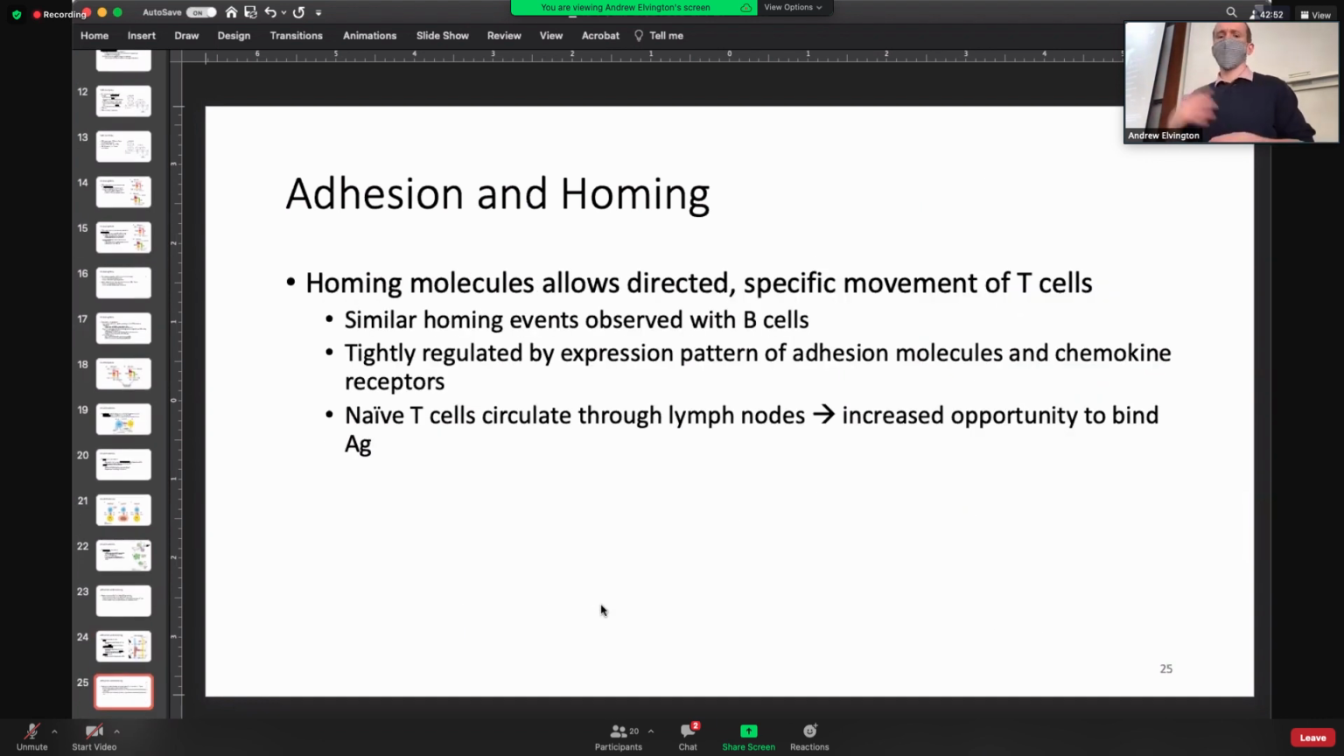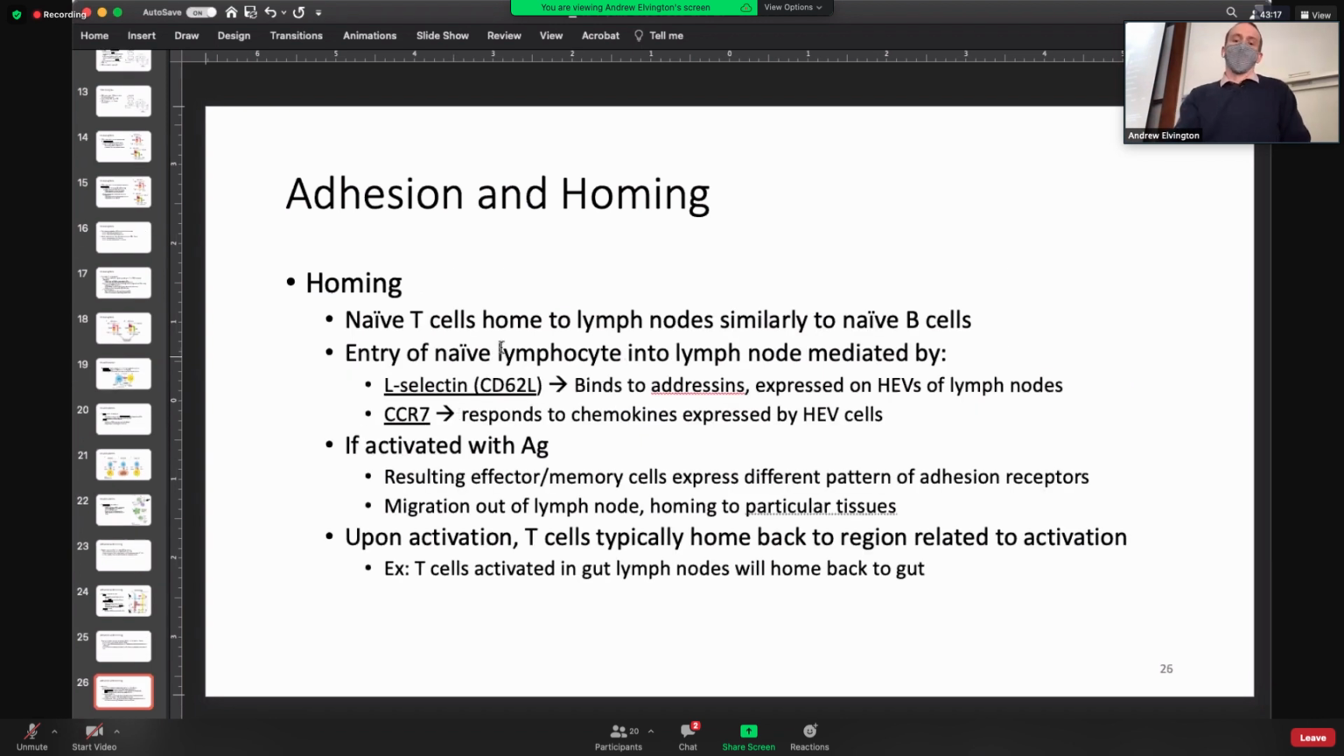Now, we talked briefly about homing. We will keep it fairly brief here. T cells need to be guided to particular locations. It's very similar to what you see with B cells. It creates these addresses so that the gut mucosa has a particular type of address versus a lymph node. And what this does is it allows T cells the opportunity to circulate. And if they don't see antigen, they'll continue to circulate. These naive T cells will move through.